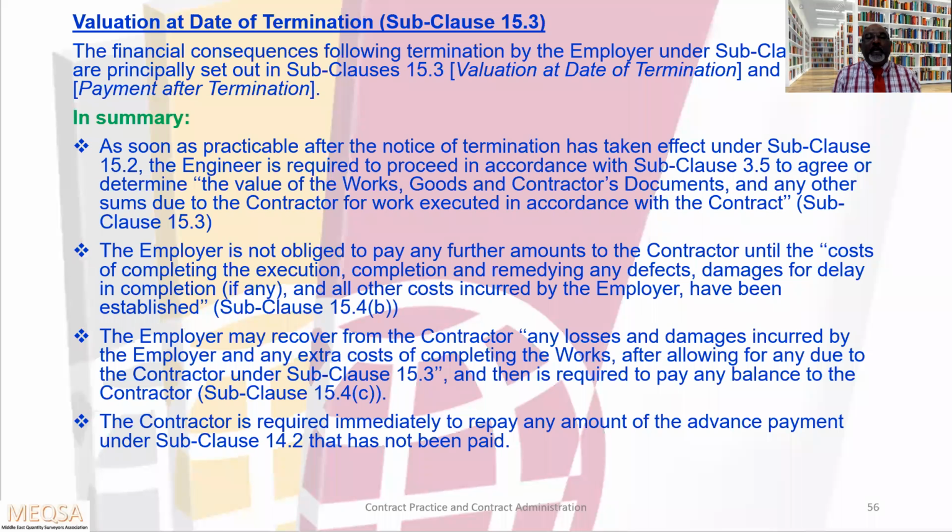The employer is not obliged to pay any further amounts to the contractor until the cost of execution, completion and remedying any defects, damages for delay in completion, if any, and all other costs incurred by the employer have been established. The employer may recover from the contractor any losses and damages incurred by the employer and any extra cost of completing the works, after allowing for any sum due to the contractor under subclause 15.3, and then is required to pay any balance to the contractor.